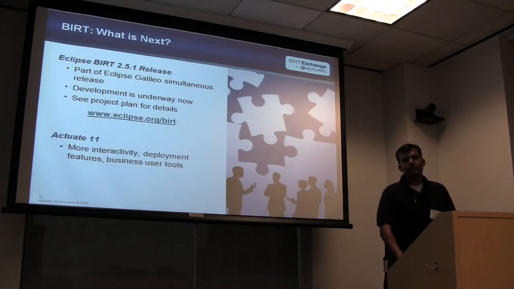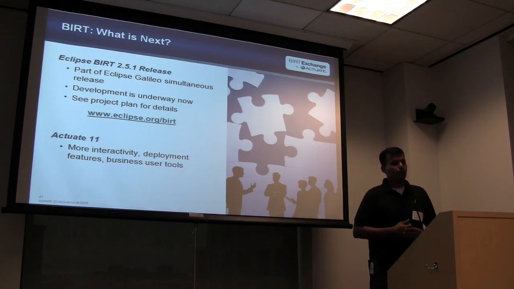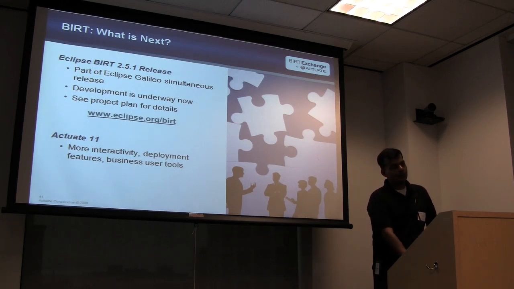So what's coming up next in BIRT? We are right now working on a 2.5.1 release, which is scheduled for release in September. You can access the project plan on eclipse.org/BIRT. The project plan is available for you to view. And from the Actuate perspective, we are working on the Actuate 11 version.